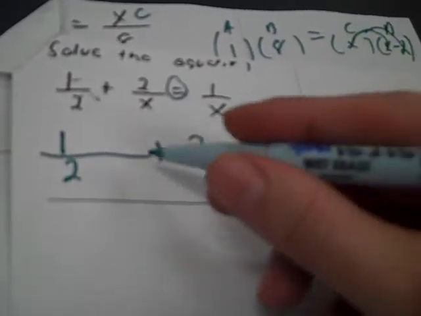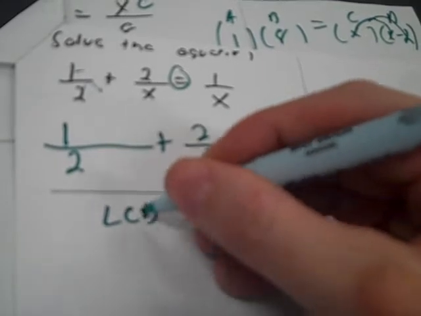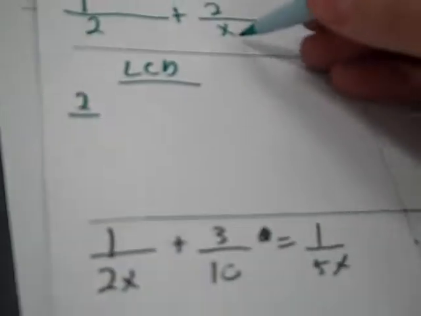And my job is to rewrite this so all the denominators are the same. That's called finding the LCD. Okay, now you're only concerned about the bottoms. You don't care about what's on top. So I have a factor of 2 here, a factor of x here, and a factor of x here. Well, I already wrote x down. I don't write it again.